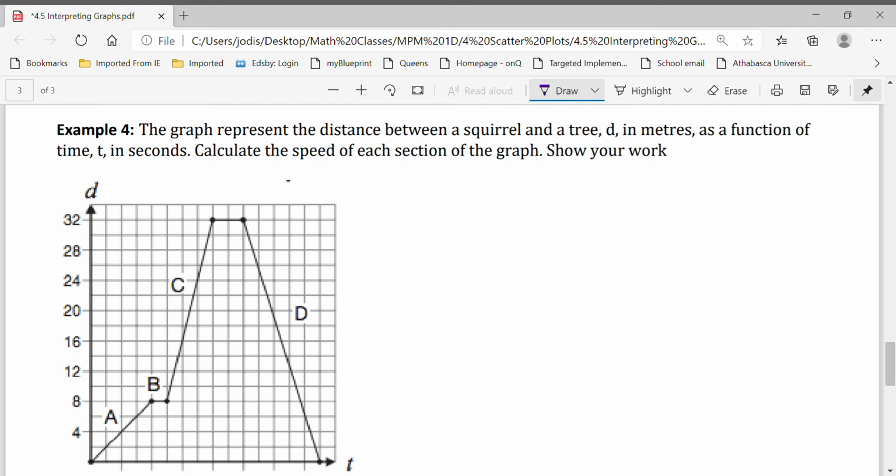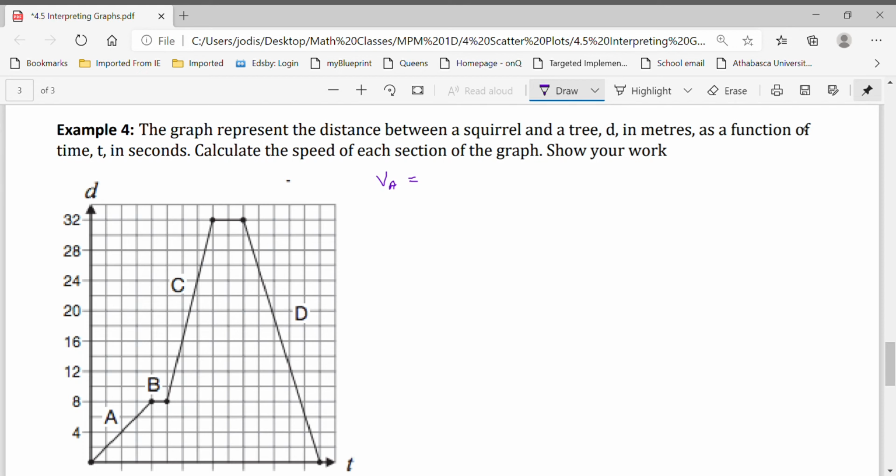So again, we just have to calculate speed, so we don't have to make a whole chart. We can just calculate the speed for each one. So V, again, this is going to be for section A here. So I'm just going to call it VA so that I can distinguish. Please try and use these little distinguishing features.